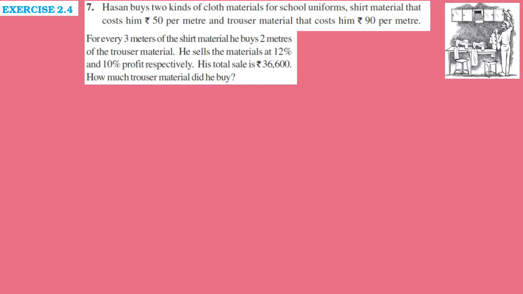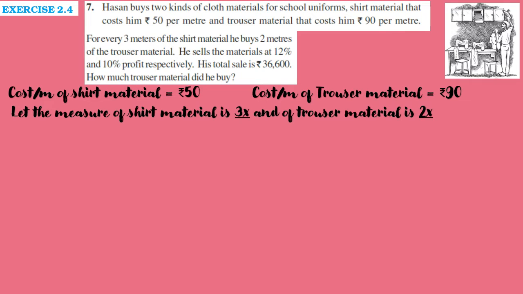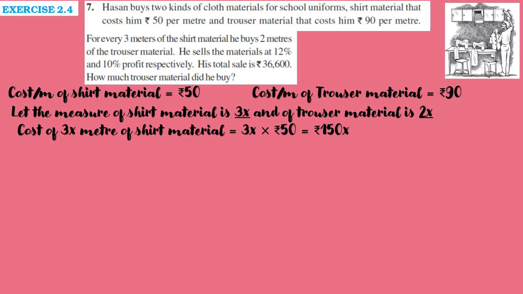Similarly, trouser, it is 90 rupees per meter. He is adding 10% to that, and for that amount he is selling, and the total sale is 36,600. So let us see. Cost of shirt material rupees 50. Cost per meter of trouser material rupees 90. Then measure of shirt material 3x and trouser material let us take as 2x. So cost of 3x shirt material will be what? 3x into 50, that is equal to 150x.